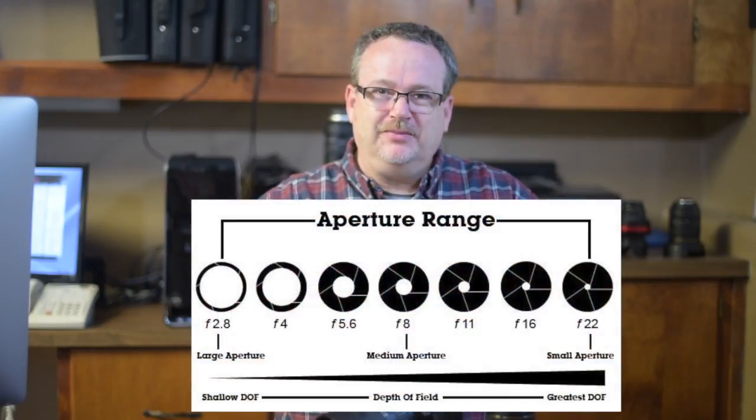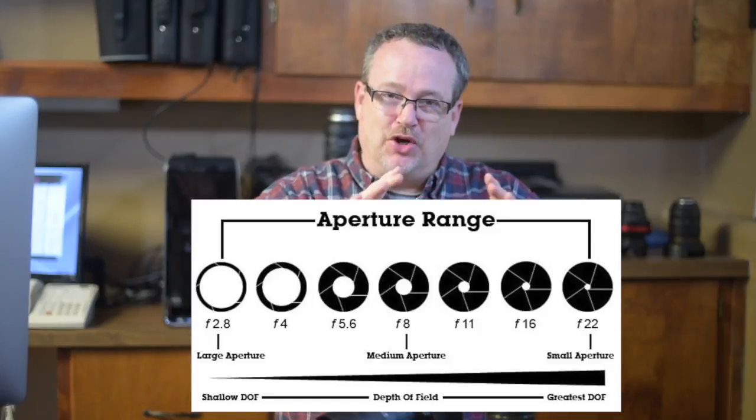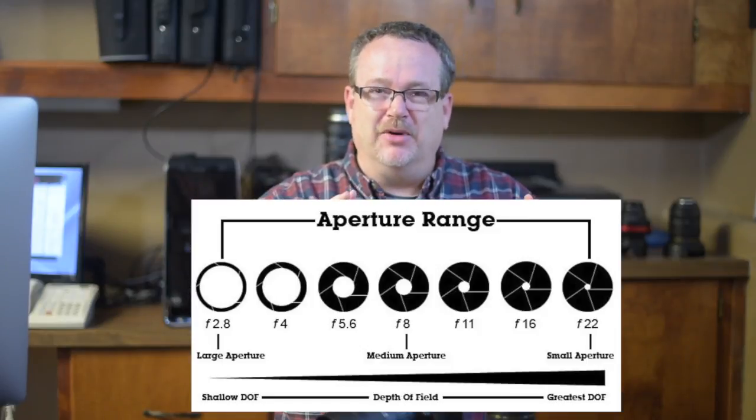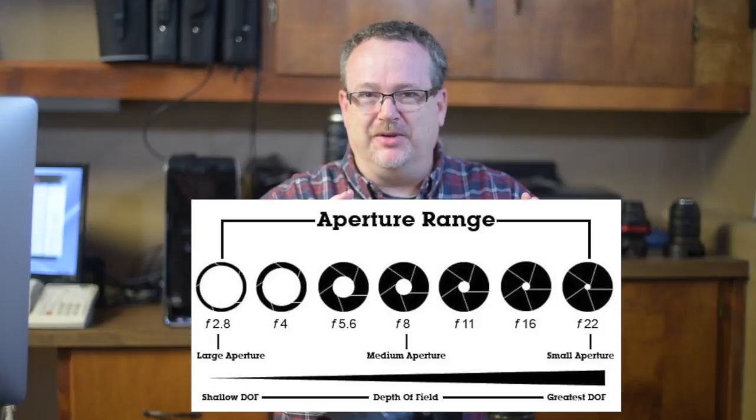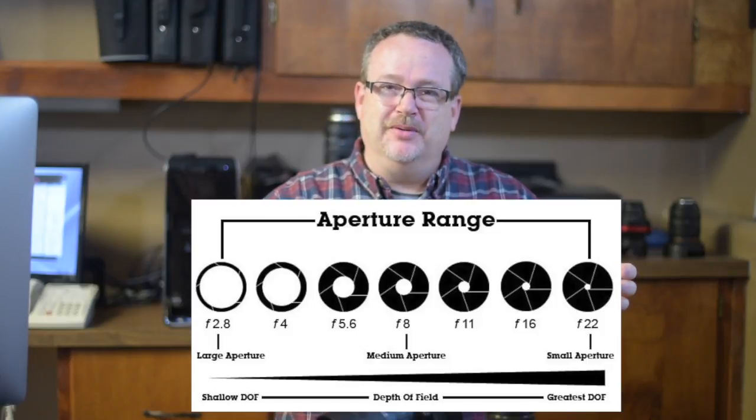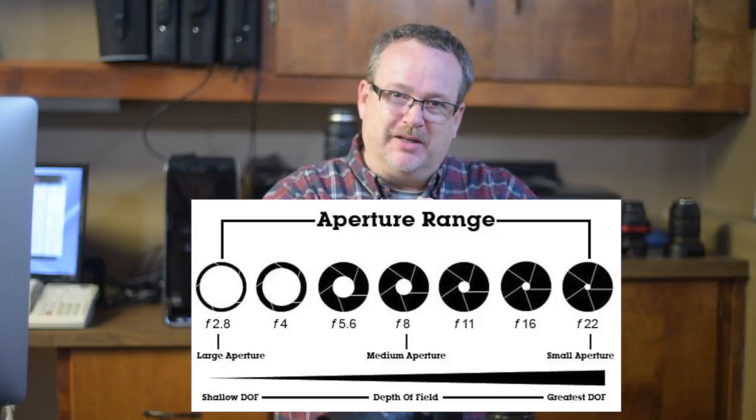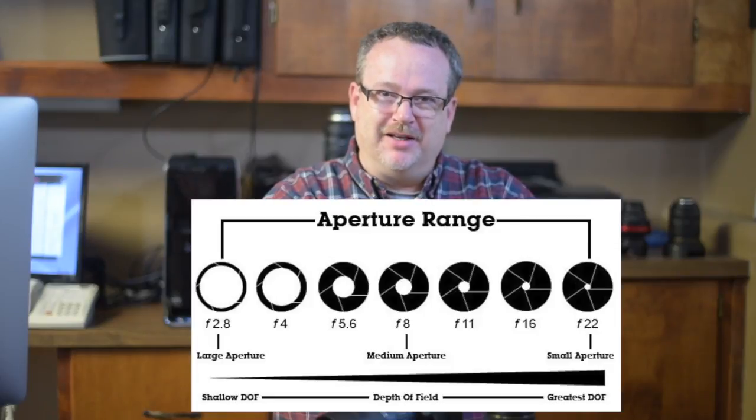f2.8 would be the largest opening in your aperture, letting in the most light and the most shallow depth of field. f22 would be the more narrow opening, letting in the least amount of light, but giving you a much greater depth of field. You got that? That's mostly what aperture is.